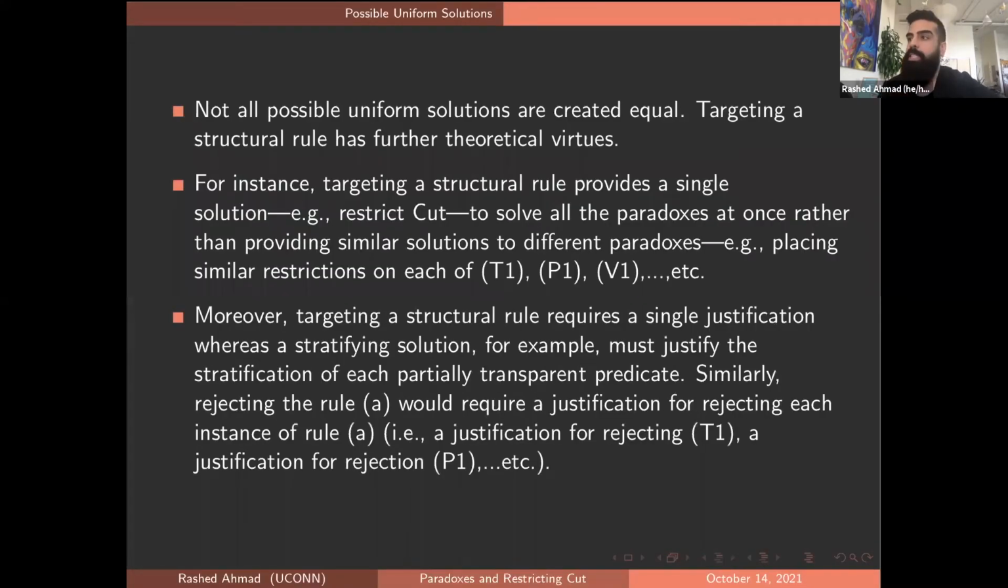Moreover, targeting a structural rule requires a single justification, whereas a stratifying solution, for example, must justify the stratification of each partially transparent predicate. Similarly, rejecting the rule A would require a justification for rejecting each instance of it. So you must have a justification for rejecting T1. Why shouldn't the truth predicate have that rule? Why shouldn't the probability predicate have that rule? So P1, and so on.